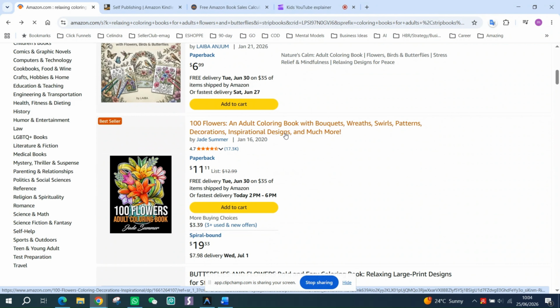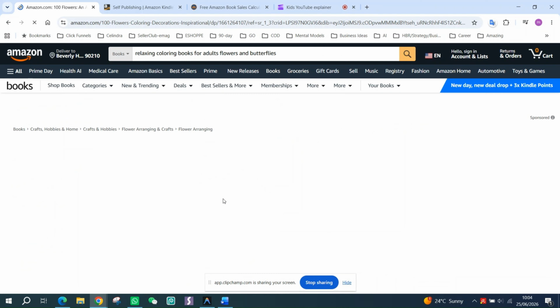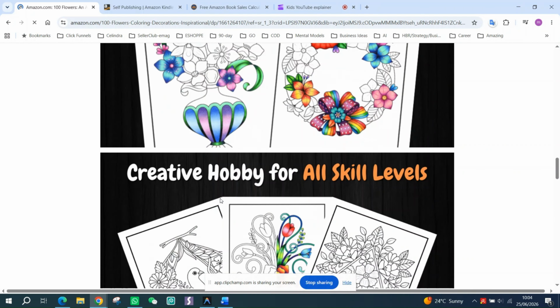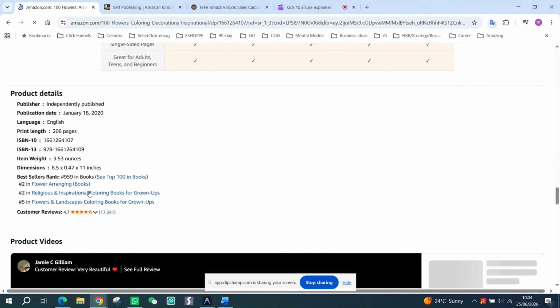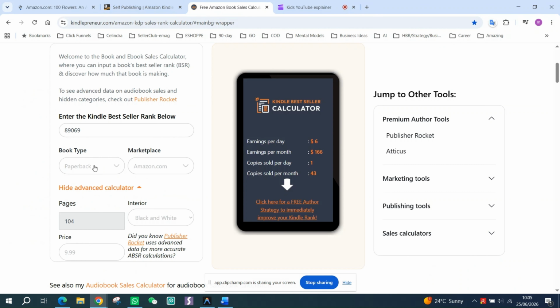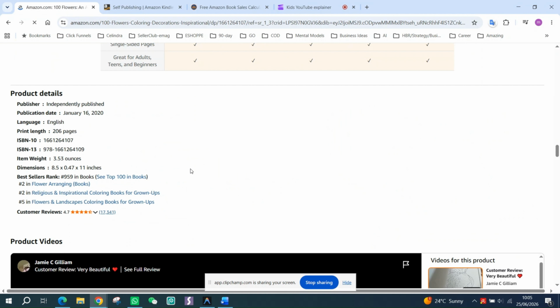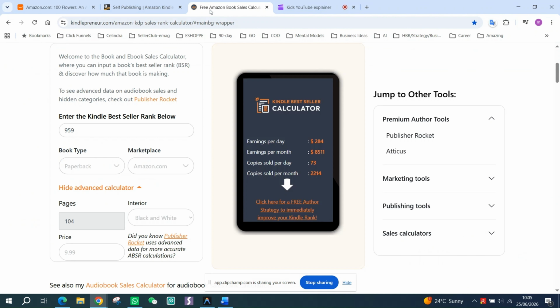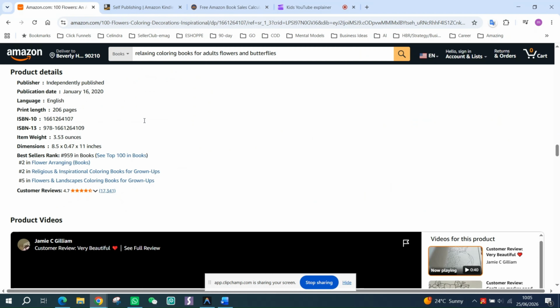Let's take this one. Okay, let's see which BSR this book has. As you see, the A+ content is there, so it's 959. Oh, this is an amazing rank. Let's try to do this final calculation. 959. It's paperback. It's on Amazon.com. How many pages? 206 pages.